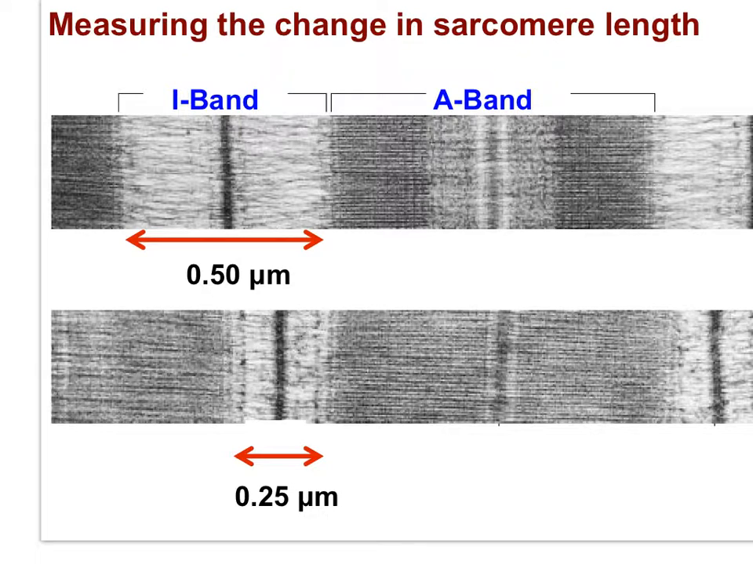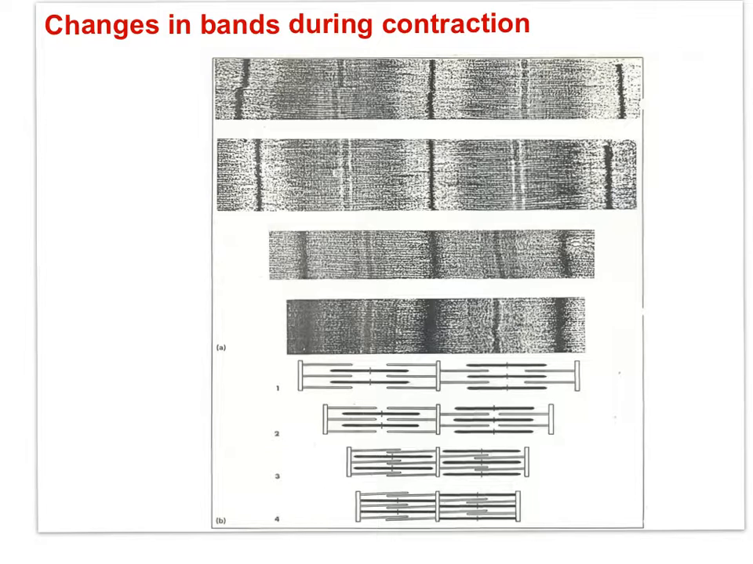In the lower micrograph, the sarcomere is contracted, and the I band on either side of the Z line has been reduced to 0.25 micrometers. In this micrograph of two muscle sarcomeres, one here and one here, we can see the change in the length of the sarcomeres from the uncontracted to the contracted state. Just take note of the distance between the Z lines in the uncontracted state and the Z lines in the contracted state if you're not sure that sarcomeres truly shorten.